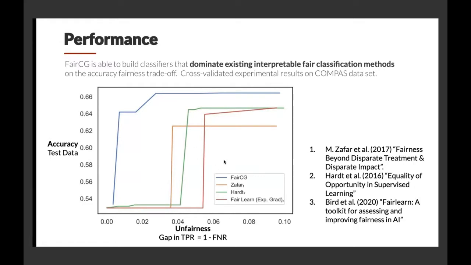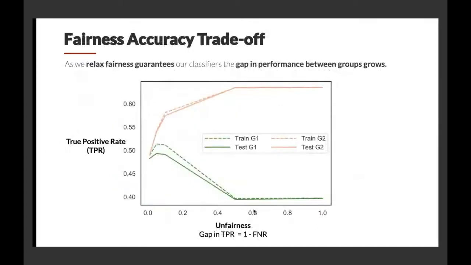And we benchmark against pretty standard interpretable fair machine learning classifiers, things like Zafar's constrained logistic regression, Hardt's also logistic regression, where they choose different thresholds for each group, and then FairLearn, which is a more recent example. And in the interest of time, I'll end off here to see if anyone has any questions, either for me or the two amazing talks that came before.